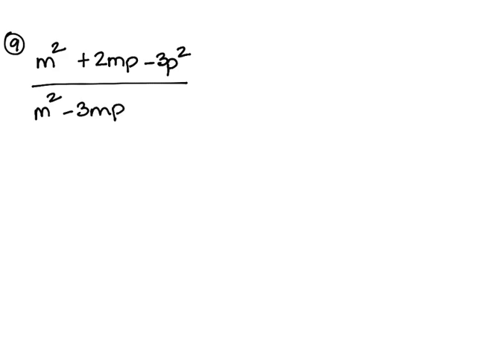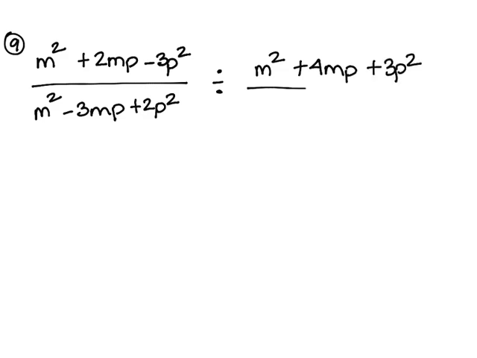m squared plus 2mp minus 3p squared over m squared minus 3mp plus 2p squared, divided by m squared plus 4mp plus 3p squared over m squared plus 2mp minus 8p squared.